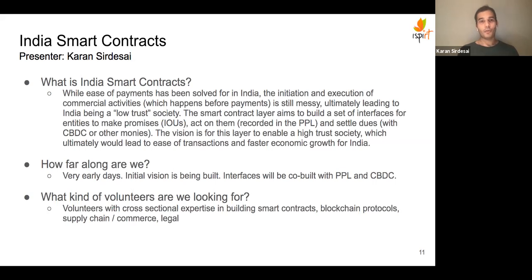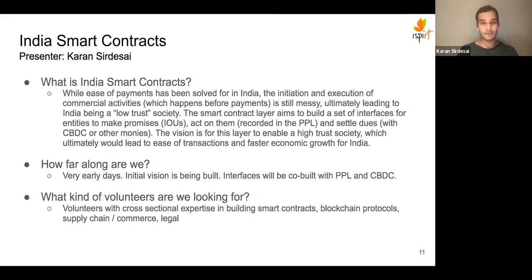Something in the form of a scalable architecture really helps to streamline that in a way that allows you not only to enforce contracts in an effective manner, but also to settle and collect dues, which is very useful in a circumstance that allows greater GDP growth and faster economic liberalization for a country like India. How far along are we?